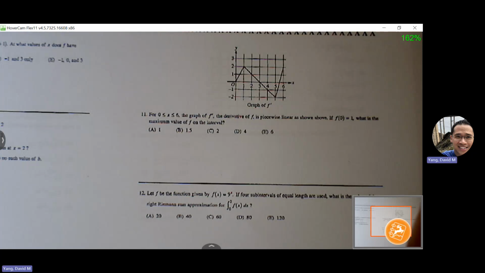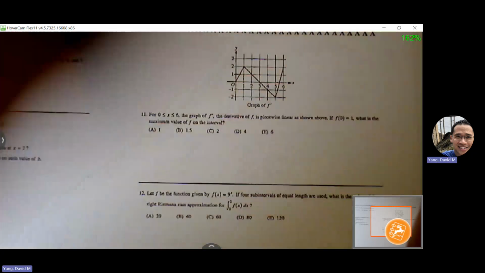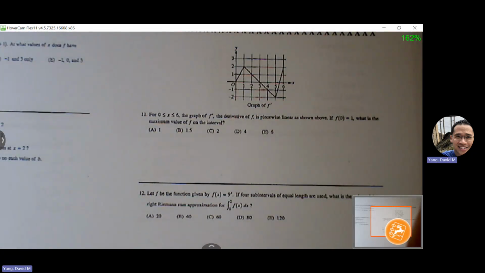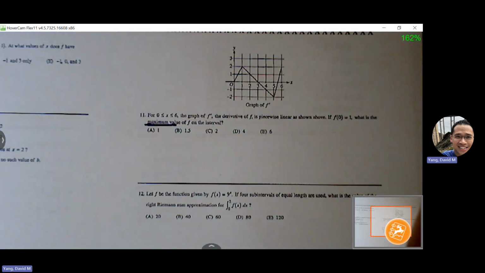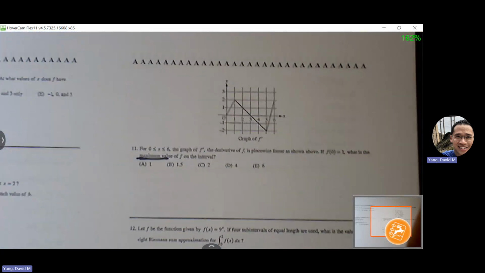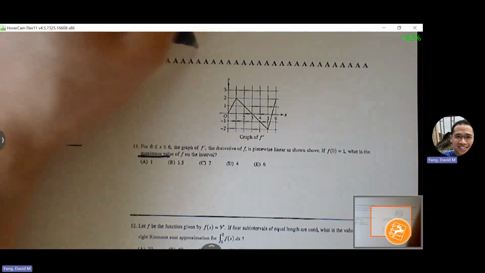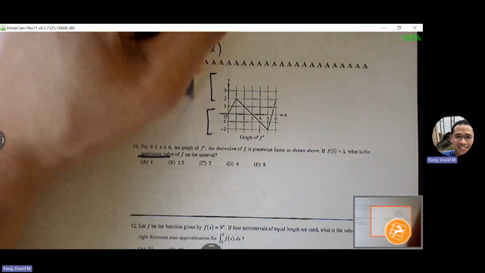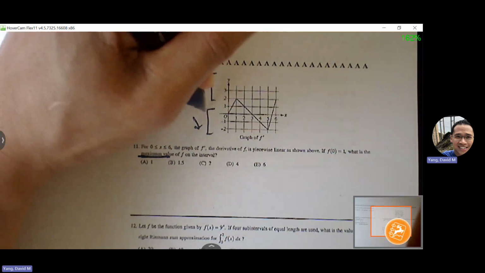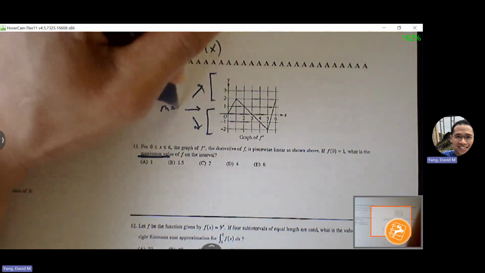Okay, so for x values between 0 and 6, the graph of f prime is a piecewise linear function. If f of 0 equals 1, what is the maximum value of f on the interval? So for the maximum value, this is the derivative graph. Let's figure out where our relative max is first. So if this is our f prime graph, we can label accordingly: positive, negative slope, and on the x-axis is slope 0.